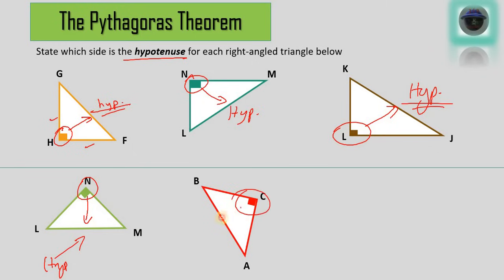Again, we have the right angle. Opposite it is the hypotenuse. So side AB is the hypotenuse. Again, we identify the right angle of 90 degrees. And so this side here, DC or CD, is the hypotenuse.